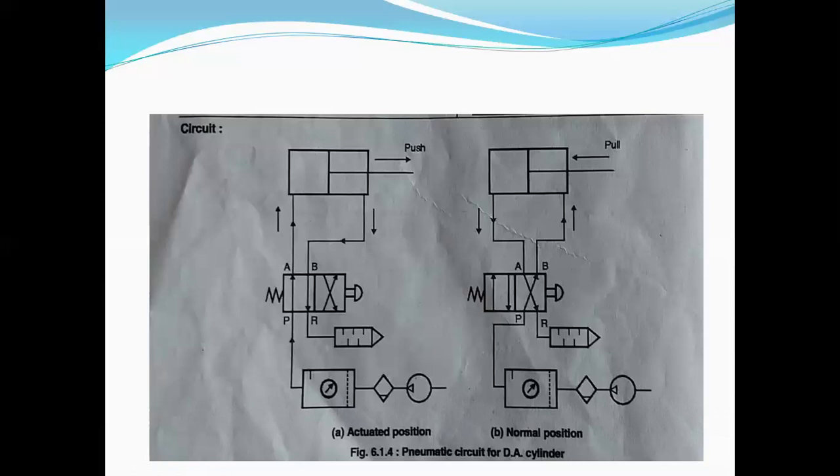At the same time, whatever air is present at the rod end, this rod end is connected to B, to R, then the muffler. So from the muffler, the air goes directly to the atmosphere.